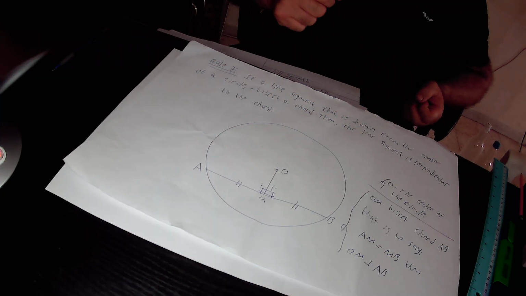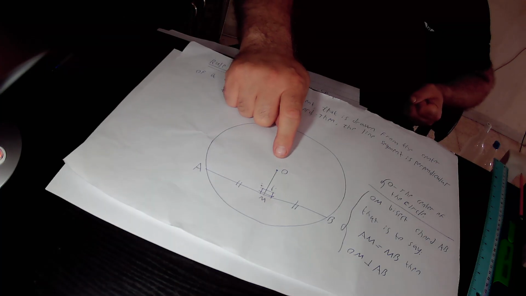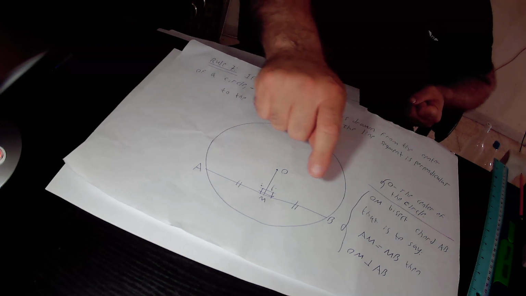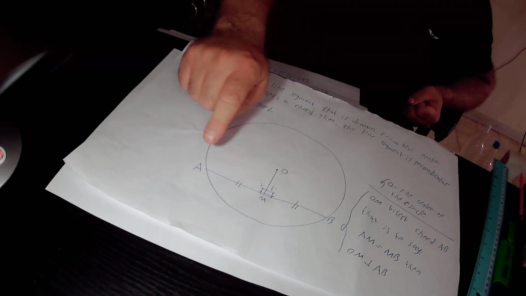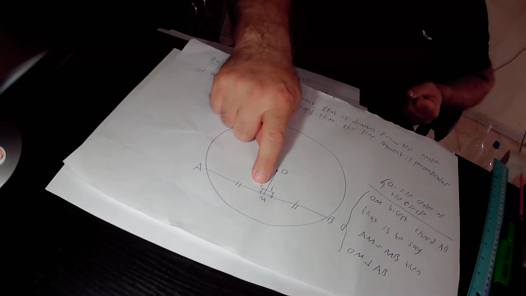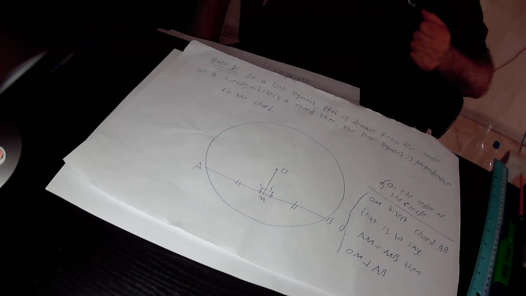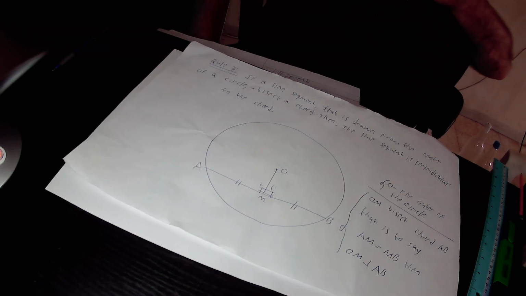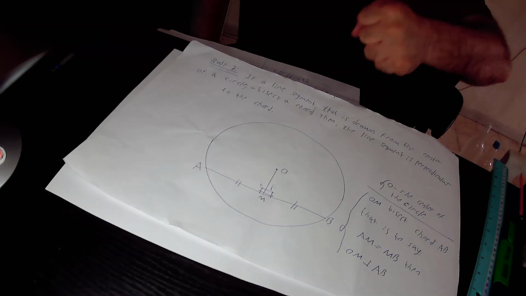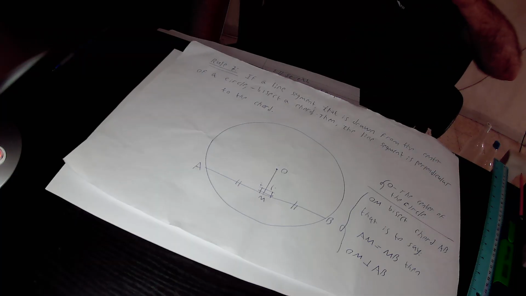And for that reason, because line segment OM drawn from the center of the circle bisects chord AB, OM will also be perpendicular to AB. If OM is perpendicular to AB, it means that this angle equals 90 degrees, and this angle also equals 90 degrees, according to rule 7. So whenever you have a line segment drawn from the center of the circle that bisects the chord, that line segment will also be perpendicular to that chord.